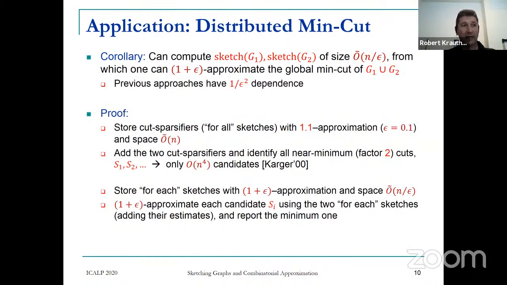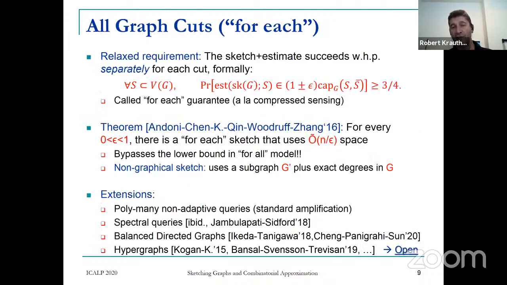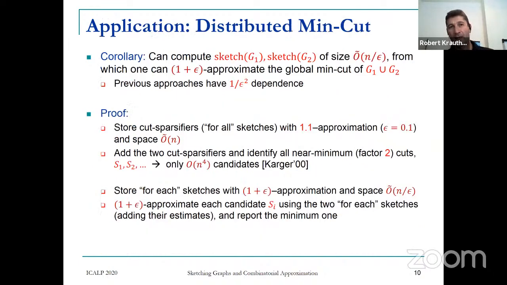Okay, so let me quickly show an application of this "for each" sketch. This weird object succeeds on every cut separately with high probability. Suppose you have two graphs, G1 and G2, in a distributed setting. One site has G1, the other site has G2. They're on the same vertex set, and in principle you want to take the union of the edges and compute the global minimum cut on this union. It's written at the end of this corollary.